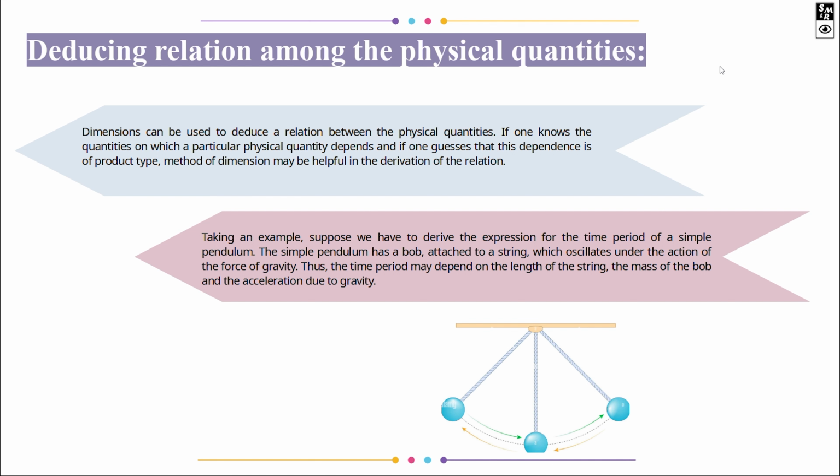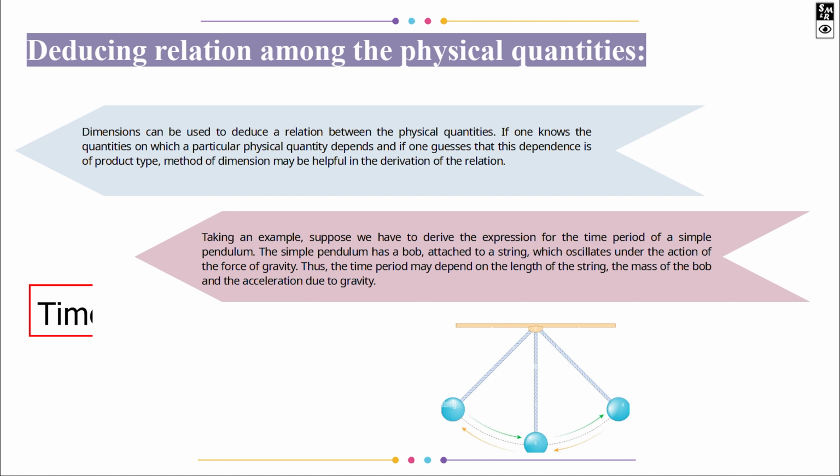Now we'll come to another use of dimension, that is deducing relation among the physical quantities. Sometimes dimension can be used to deduce a relation between the physical quantities. If one knows the quantities on which a particular physical quantity depends, and if one guesses that the dependence is of product type, method of dimension may be helpful in the derivation of the relation. Taking an example, suppose we have to derive the expression for the time period of a simple pendulum. The simple pendulum has a bob attached to a string which oscillates under the action of the force of gravity.